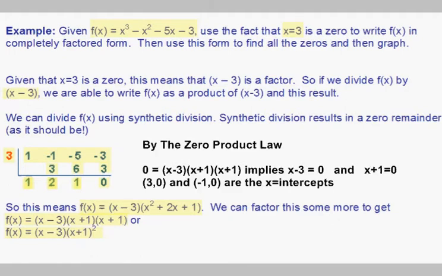To find the x-intercepts, we let the polynomial equal 0 since y equals 0. And we get 0 equals x minus 3 times x plus 1 times x plus 1. Well, by the zero product law, remember that if a product equals 0, that implies that each factor equals 0. So x minus 3 equals 0, x plus 1 equals 0. This gives us x values of 3 and negative 1. So our x-intercepts are 3, 0, and negative 1, 0. And now we can proceed on to graphing this.